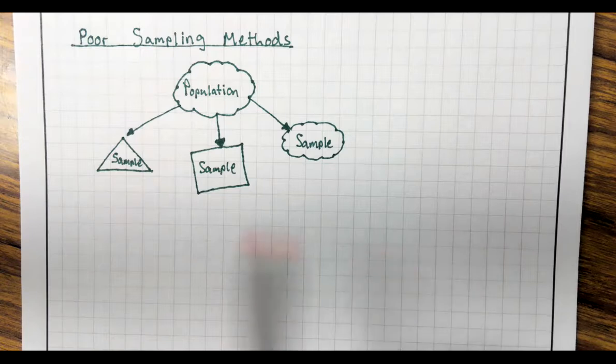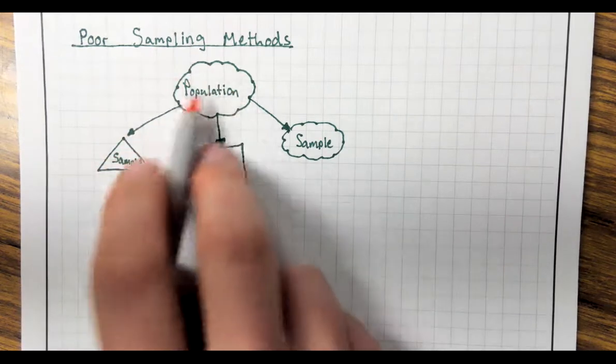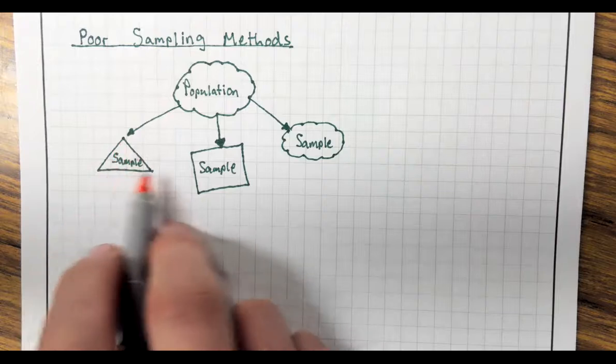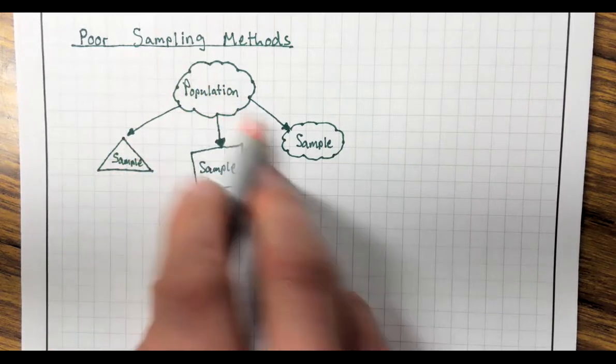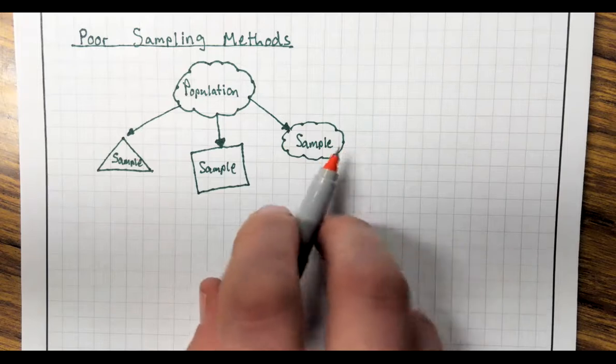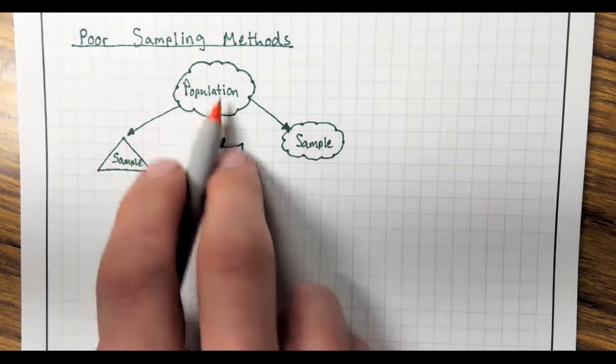So our population, I pulled 3 different samples. This first sample from this population that looks like a cloud, I pulled this triangle out. From this population that looks like a cloud, I pulled out a square, and then I finally got another cloud out. So this is what we want. We want the sample to be representative of our population.